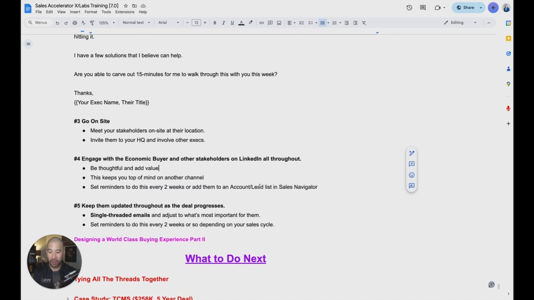Number 5, you want to keep them updated throughout as the deal progresses. This is really, really important. What you don't want to do is have your initial stuff we talked about early on, and then you forget about them. You want to keep them looped in as you go throughout. I mentioned before, you want to have single-threaded emails, so you're adjusting to what's most important for them. I can't hammer home that point enough, which is single-threaded messaging that fits to them. Again, set reminders every 2 weeks or so, depending on your sales cycle.